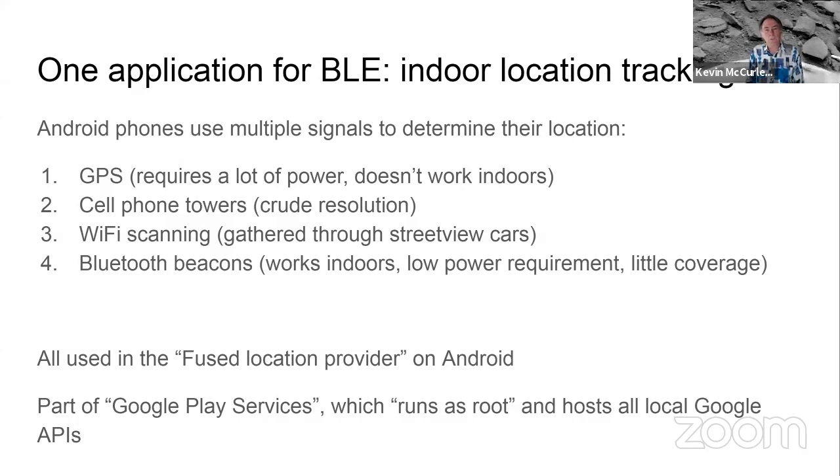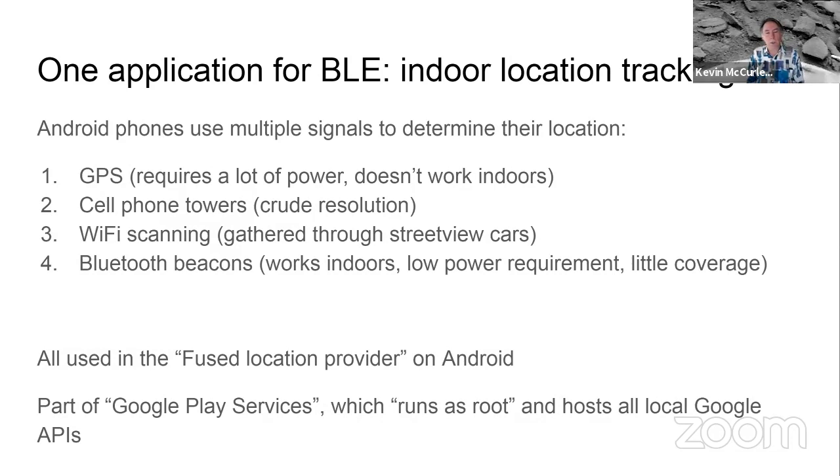So one application for Bluetooth Low Energy is indoor location tracking. I should say something about how location tracking works on Android. There's something called the fused location provider, which uses multiple signals to determine the location of a phone. One of them is GPS, one is the cell phone towers, one is Wi-Fi scanning, and one is now Bluetooth beacons. They have various characteristics. They use more or less power, they work indoors or not. They may have spotty coverage in different places. So for example, if you're hiking out in the wilderness, you may or may not have a cell tower within range.